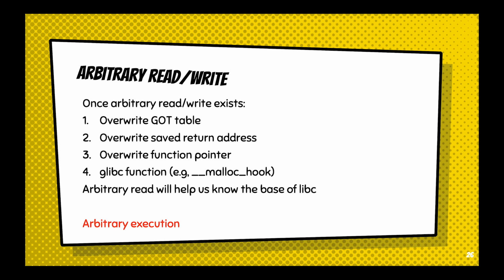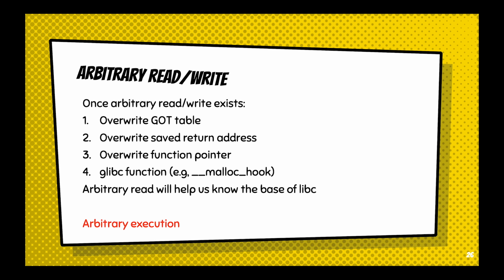Also, it can overwrite a function pointer. It doesn't have to be in the global offset table or on the stack. Or the attacker can use it to overwrite a glibc function, such as __malloc_hook. For those malicious actions, arbitrary read helps attackers locate the base address of libc. If the binary itself is position-independent code, then we need to know where the base of the functions are, so that we'll be able to locate the rest of the functions. Therefore, arbitrary read is helpful. It will help us to find the base of libc.